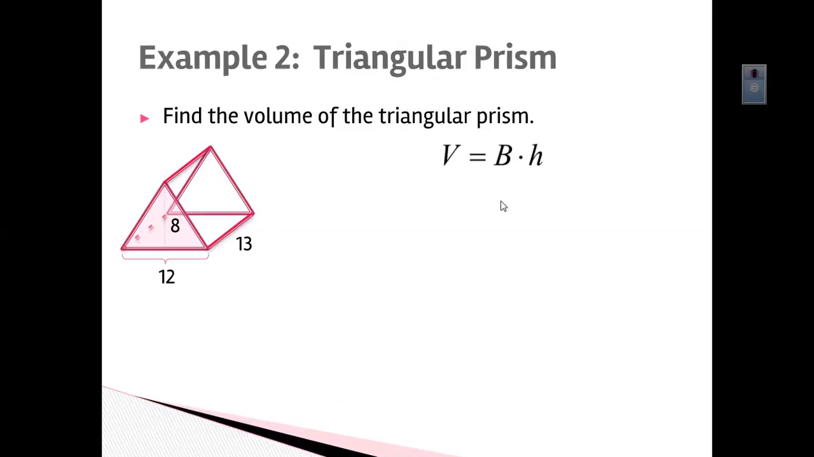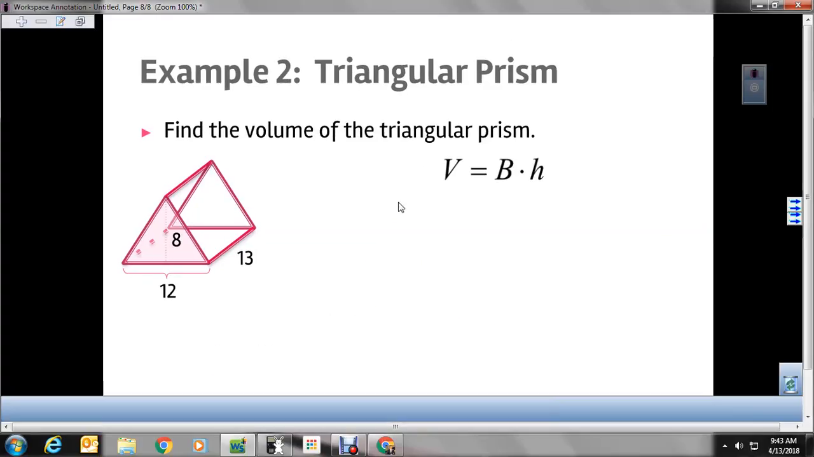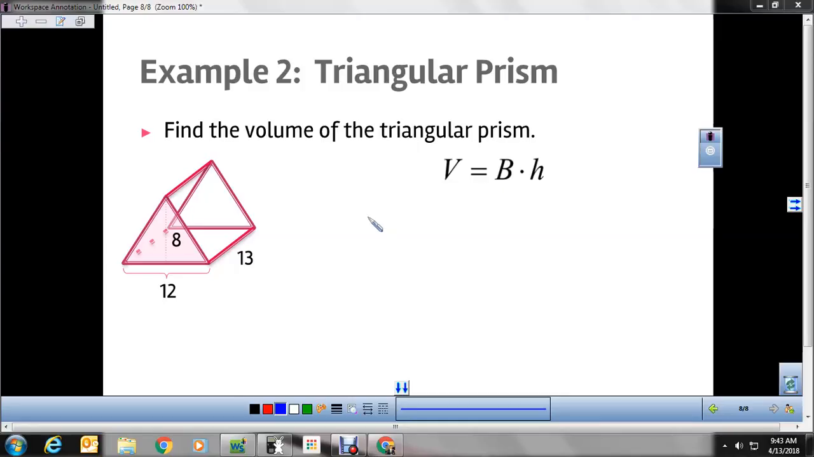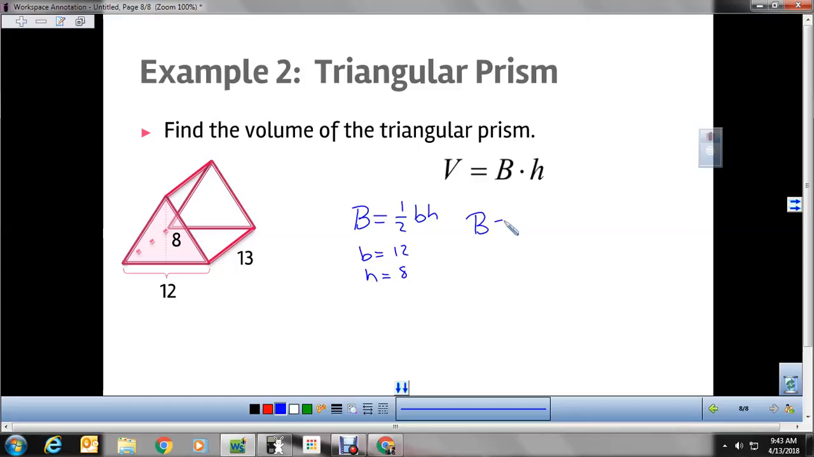So let's take a look at a triangular prism. Volume is equal to area of the base times the height, and the base in this problem is going to be 1/2 base times height. So we're looking at our triangular face. We have 12 and 8, so my base in this is going to be 12. My height of my base is 8. So area of the base is 1/2 times 12 times 8.